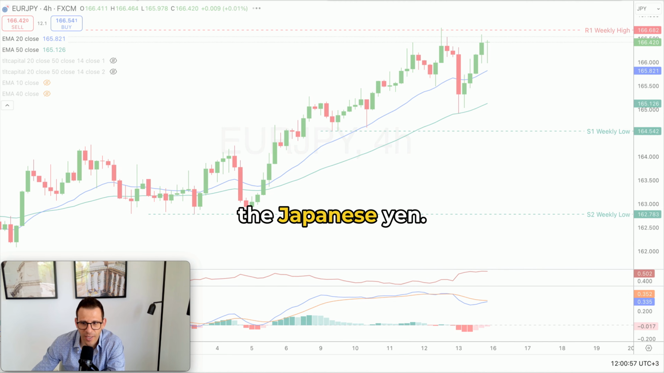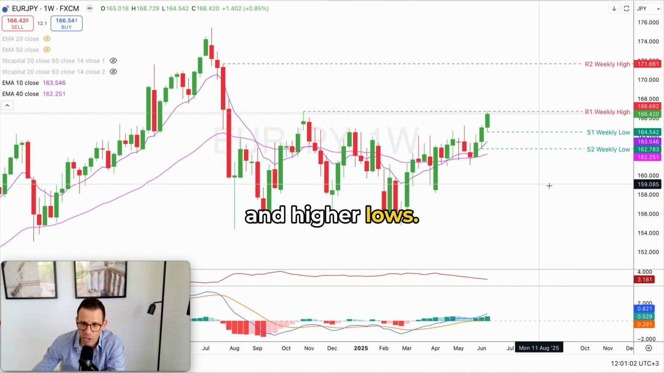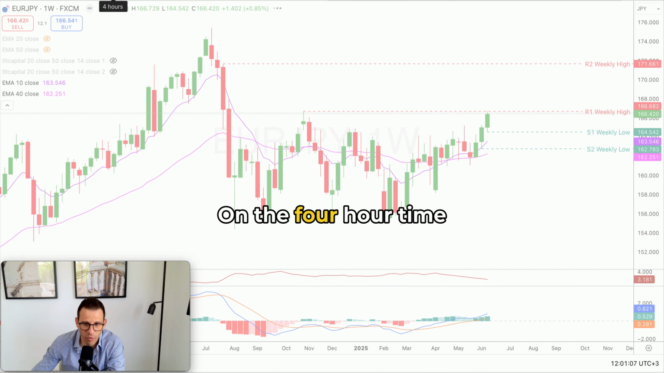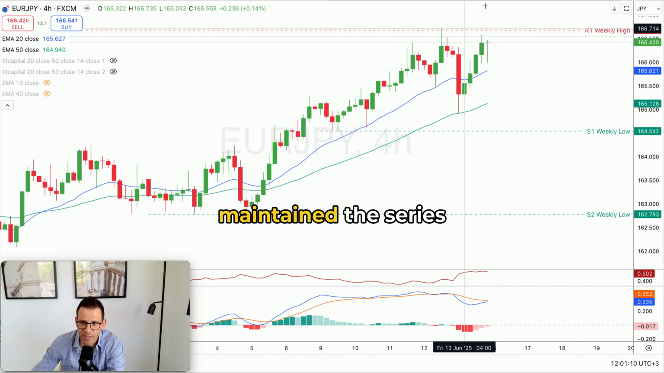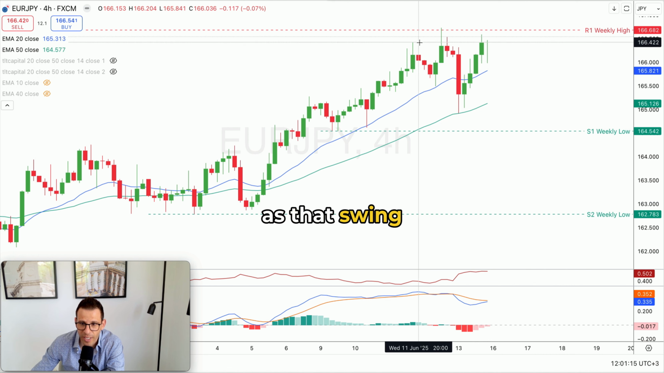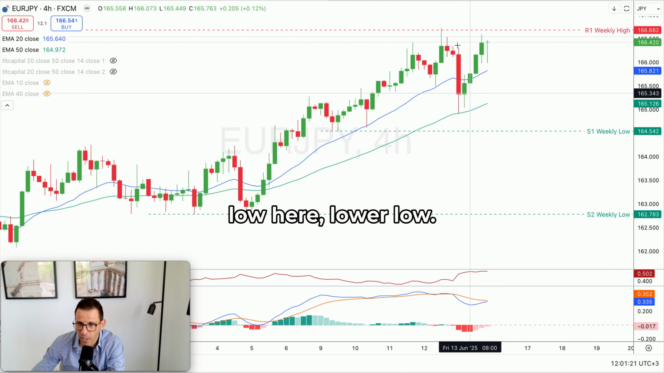Euro against the Japanese yen, weekly time frame, the market kept making higher highs and higher lows. Strong bullish candle sitting around this old resistance. On the 4-hour time frame, the price maintained the series of higher highs and higher lows. At this point here, it broke structure as that swing high was followed by a higher high. So now we saw a swing low here, a lower low.